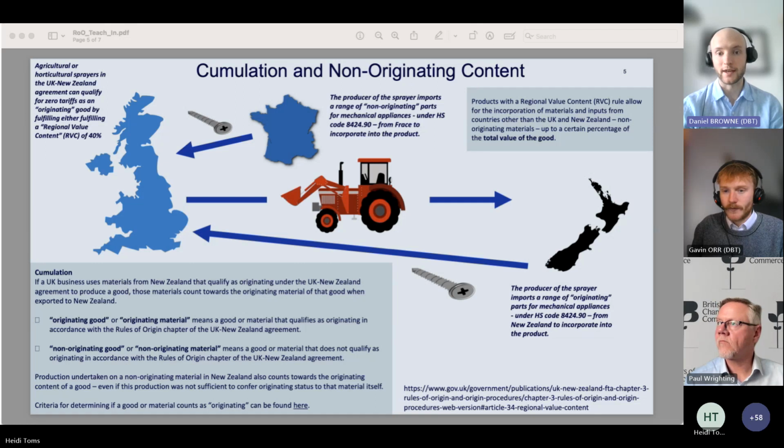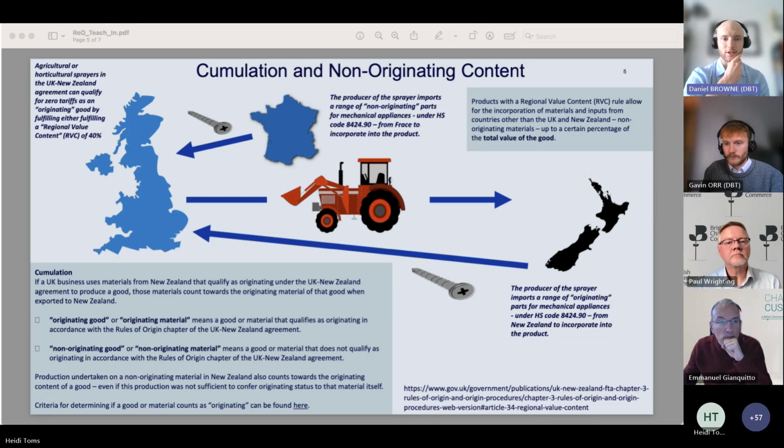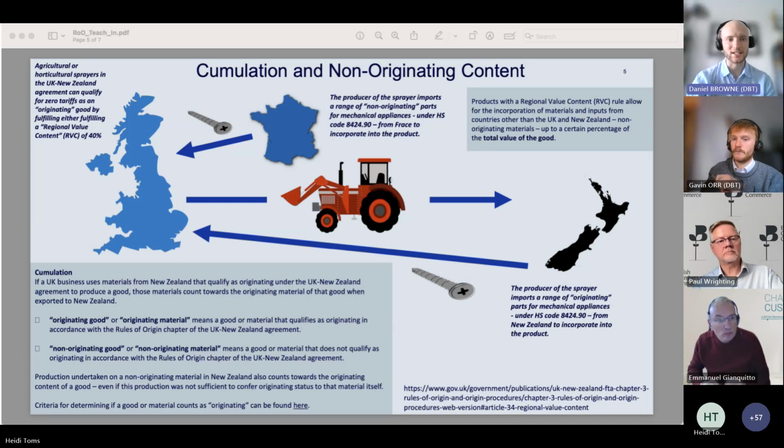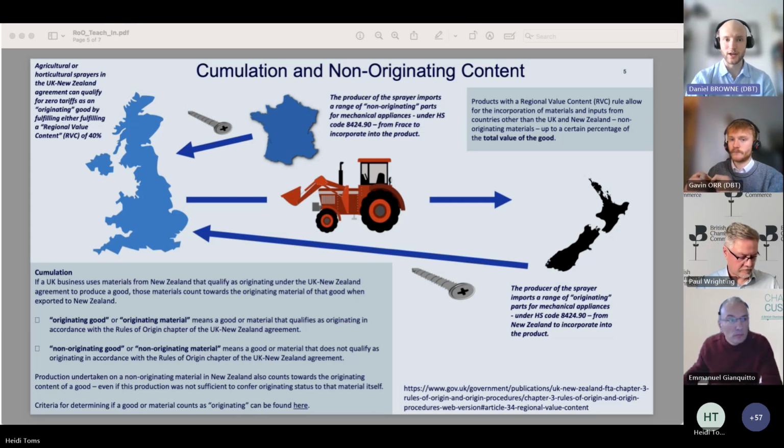And we'll keep building on that now with a couple of slides based on accumulation and another product specific rule called regional value content in the context of the UK-New Zealand trade agreement, which I'm involved with myself. We're going to use the specific example of an agricultural sprayer, which can be found as HS code 842441. I couldn't find an image of a sprayer, so you've got a tractor there instead.